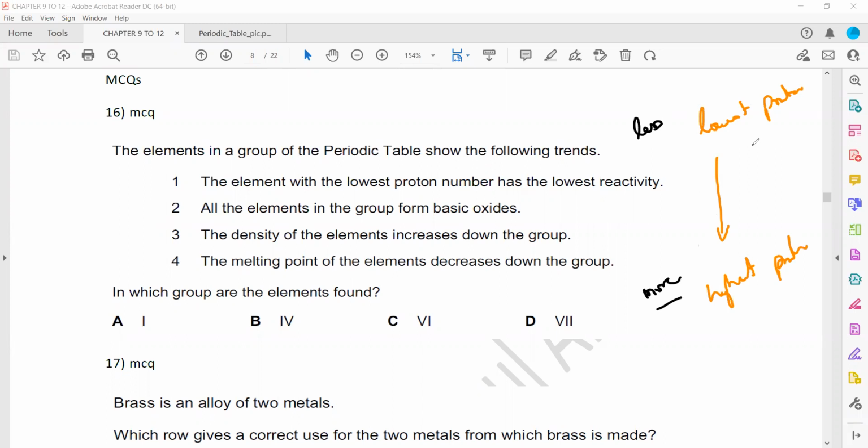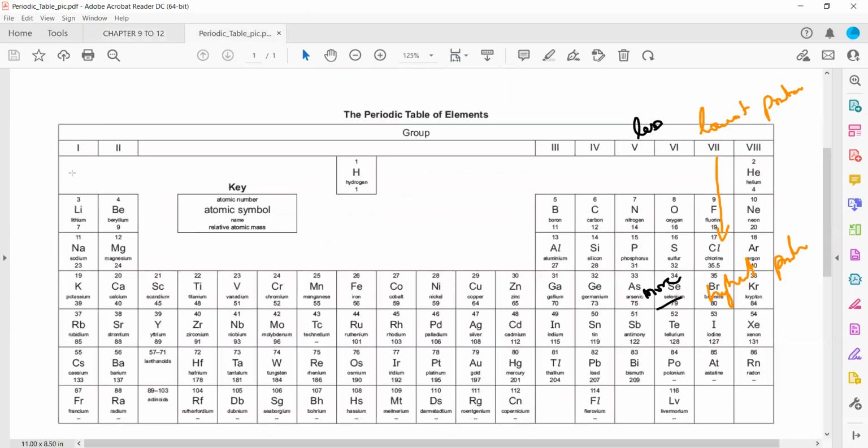So for which group does the reactivity increase as we go down? There are two groups you have studied: group 1 and group 7. For group 1, as we go down the group, the reactivity increases. They become more reactive. And for group 7, reactivity decreases as we go down.